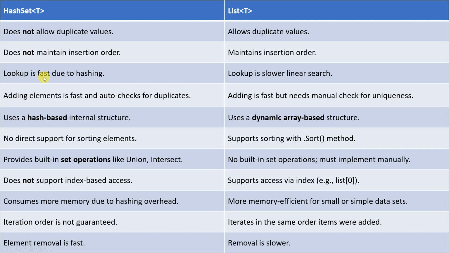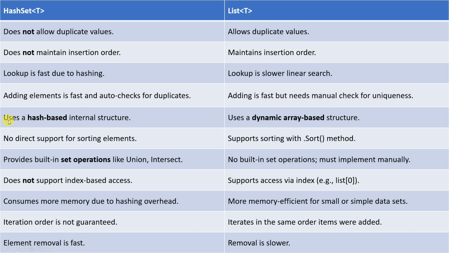HashSet lookup is fast due to hashing, whereas in case of the list, lookup is slower due to the use of linear search. In case of the HashSet, adding elements is fast and it automatically checks for duplicates. Whereas in case of the list, adding is fast but needs a manual check for uniqueness.